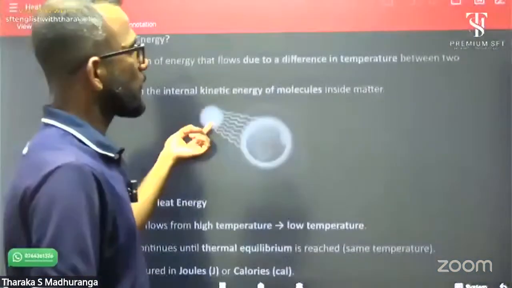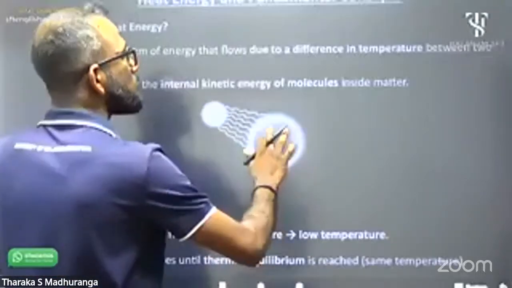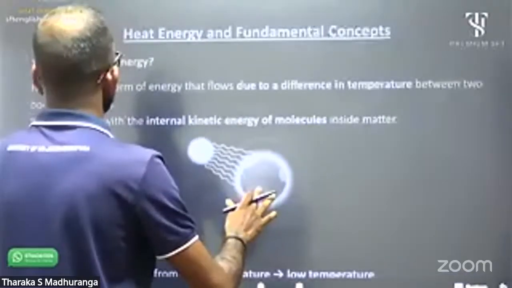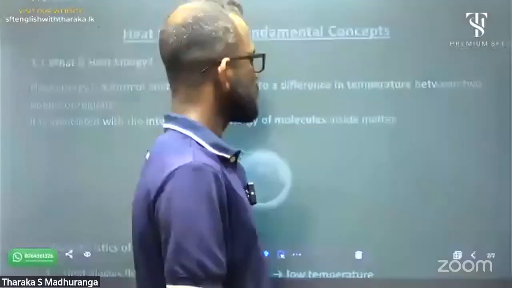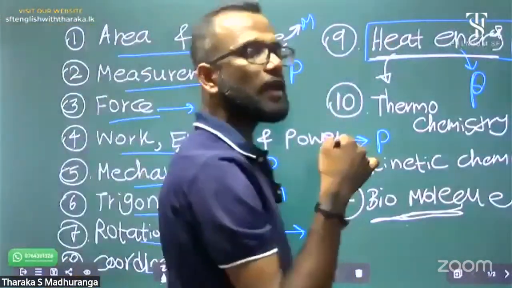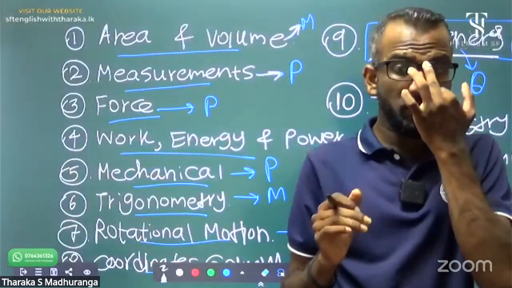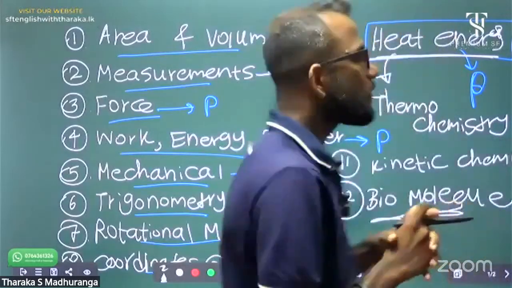Okay, this is heat, energy, and its fundamental concepts. Before we start, I forgot. Before starting the lesson, we have completed 8 lessons, and with the heat lesson, 9 lessons. Actually 10 lessons with Pythagoras theorem, no? We have actually done 10 lessons.